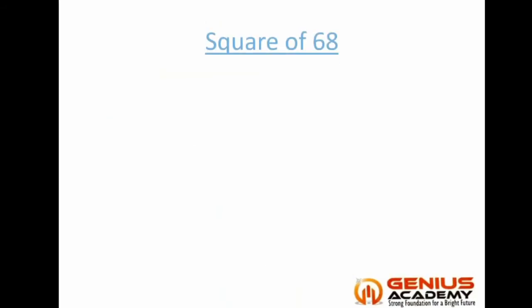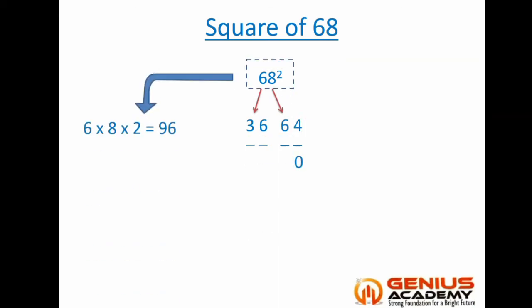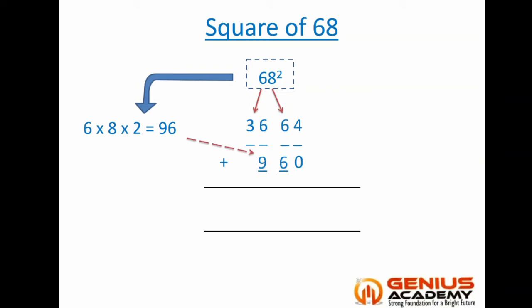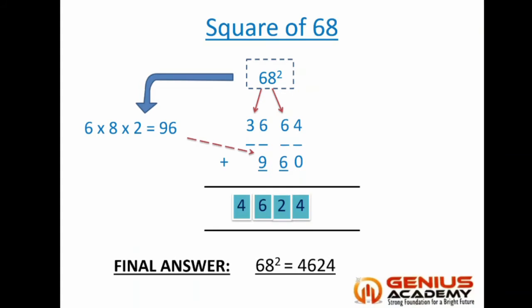Next number is 68. So 6 square 36, 8 square is 64. Let us put 0 and multiply these three numbers. So 6 into 8 into 2 is 96. Put 96 here and add two numbers. And it is so easy, we get the answer 4624. So 68 square is 4624.